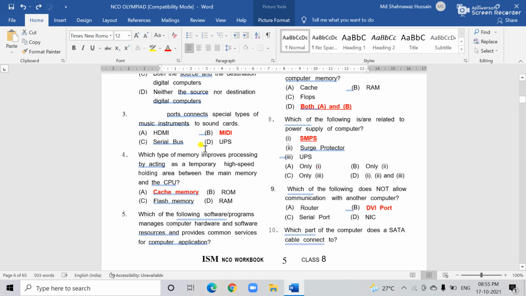The third one is, dash is used to connect a special type of musical instrument to a sound card. The four options are: HDMI, the first one; the second one is MIDI; the third one is serial bus; and next is UPS. The correct answer is MIDI because it is a musical instrument.